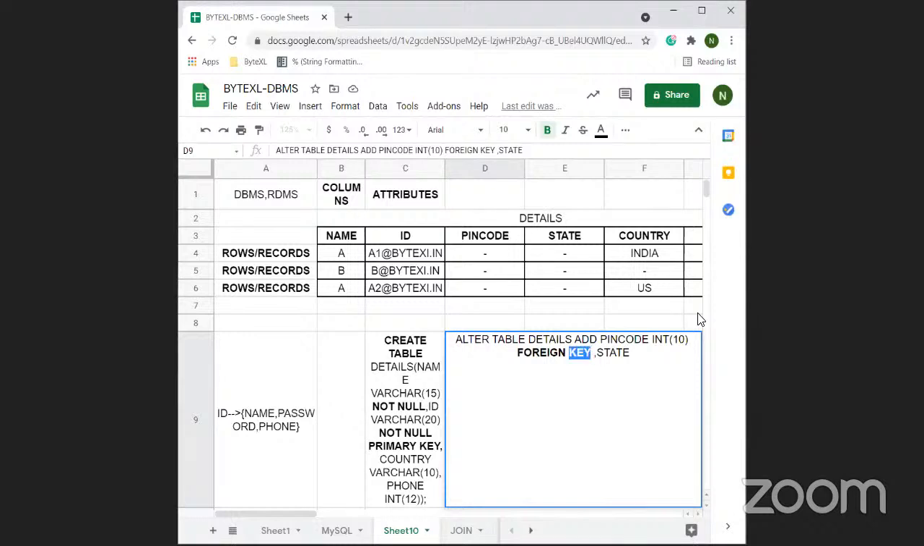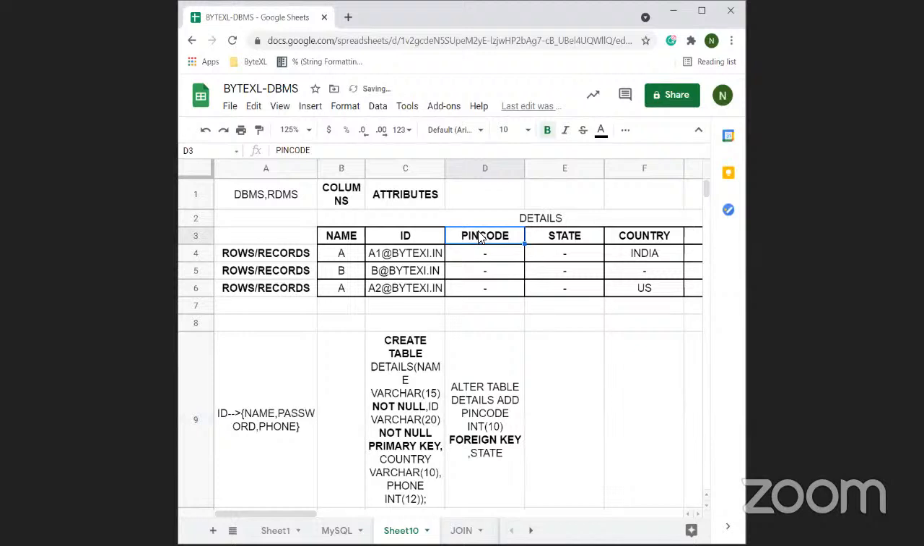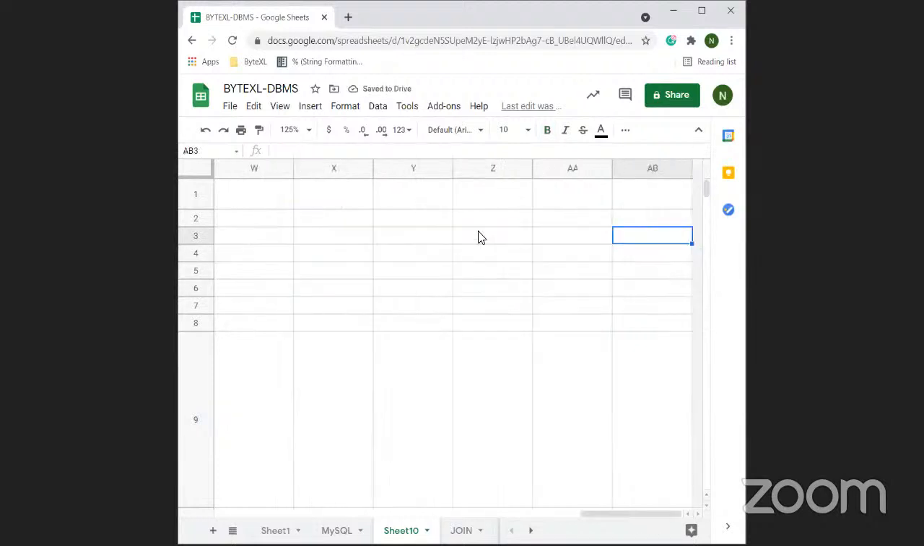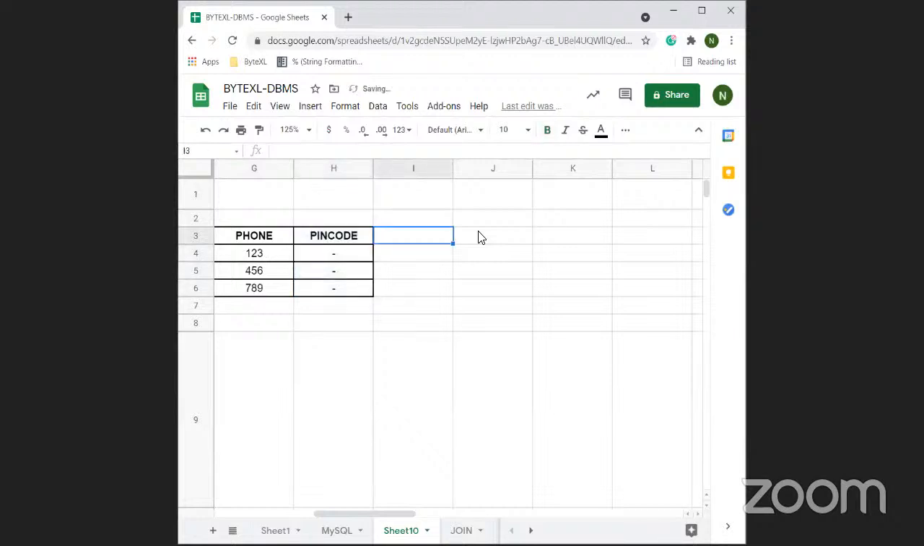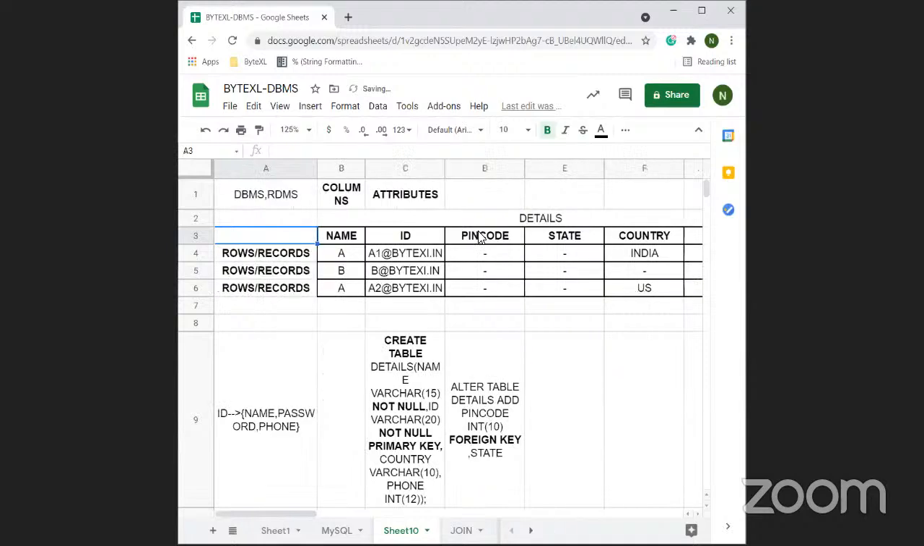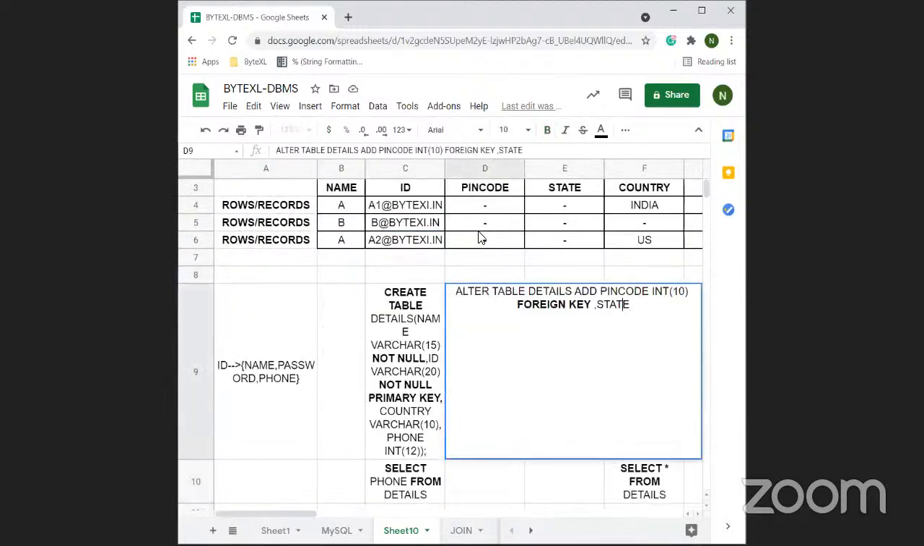But if I am adding this pin code like this, by default, this column will be added at the end. What is the last column as of now? Phone. It would be added here. I don't want that. Then we have an option available. I can manually give where I can store this foreign key. By default it is taken as last. This is not a reserved word. We need not give it.